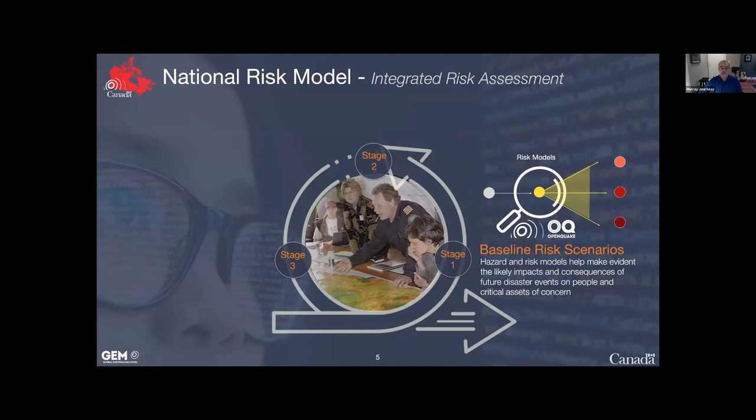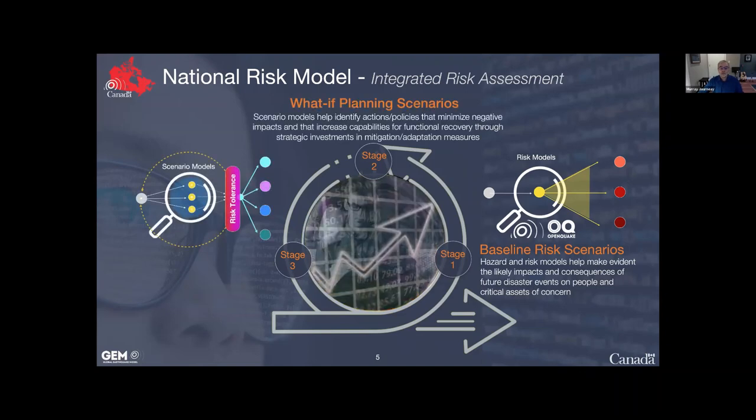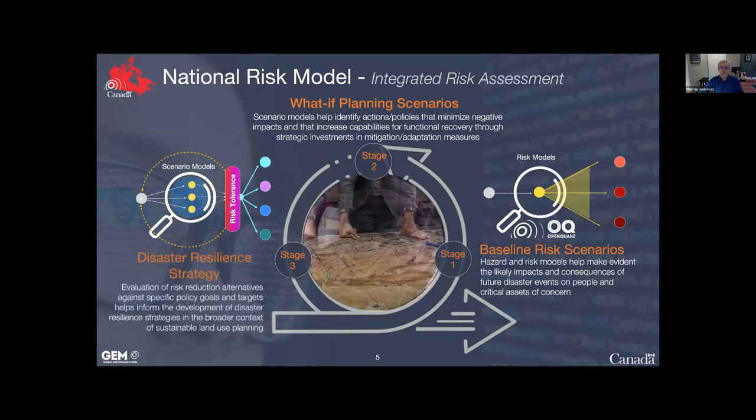The outputs are used primarily in the field of emergency management to help identify immediate impacts and consequences and to refine those plans. The second stage for us is using the same OpenQuake models to develop what we call what-if planning scenarios. These are models that help identify actions or policies that have potential to minimize the negative impacts of future disasters and to enhance functional recovery. So this is very much an iterative process of modeling to identify alternatives that are then considered in the context of planning and policy development, largely within the context of community planning.